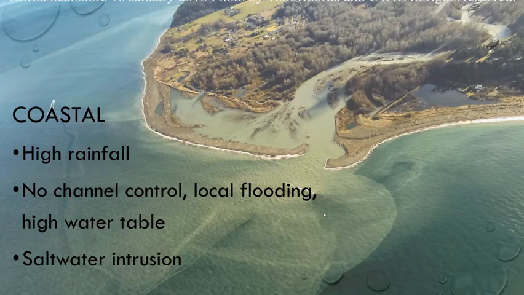Coastal areas tend to get more rainfall because of their proximity to the ocean and higher humidity, but there's less channel control. There can easily be local flooding due to storms, and the water table is pretty close to the surface. Sometimes you'll see saltwater intrusion into drinking water aquifers here, where if your well is too close to the coast, then salt water can get into the well if you pump the well too much, and that will basically ruin the well.